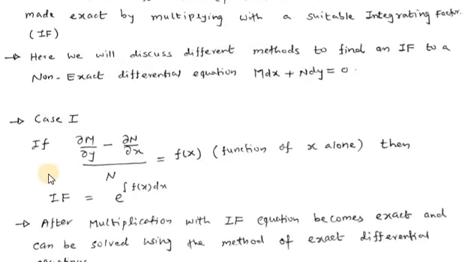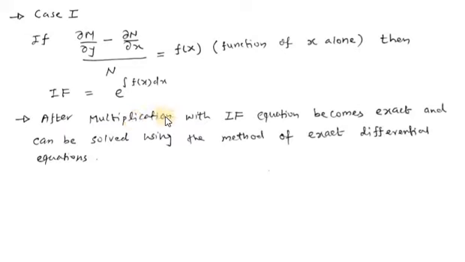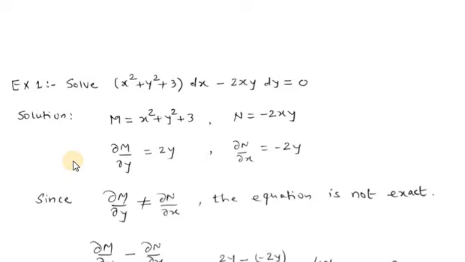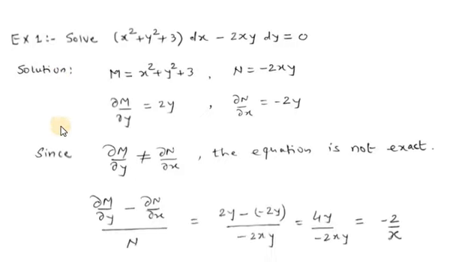Case number 1: if (del M by del y minus del N by del x) divided by N is f of x, where f of x is a function of x alone, then IF is e raised to integration f(x) dx. After multiplication with IF, the equation becomes exact and can be solved using the method of exact differential equations as discussed earlier. Now I will make you understand this concept with the help of two examples.